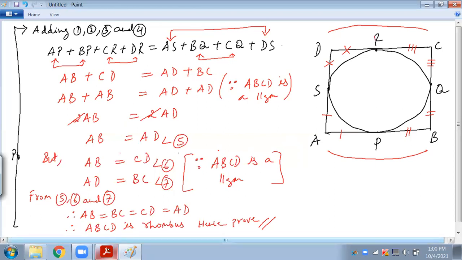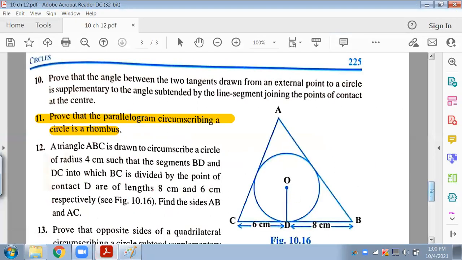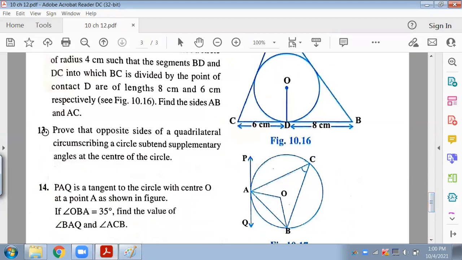Okay, then we'll see the next question. Not the next question, question number 13. What is question number 13? Prove that the opposite sides of a quadrilateral circumscribing a circle subtend supplementary angles at the center of the circle.